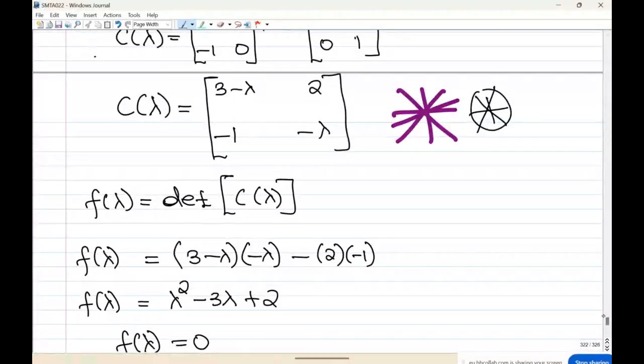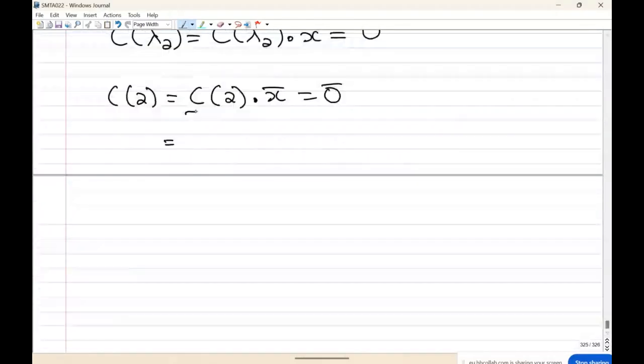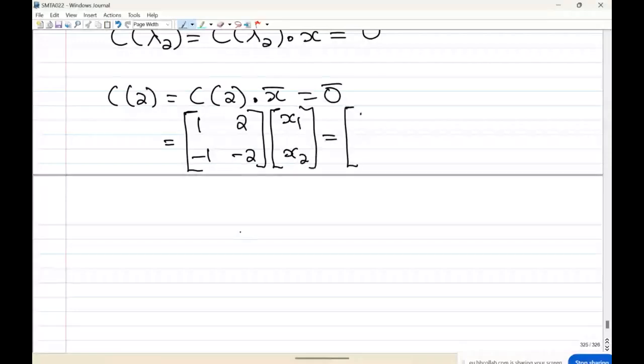Are you there? Colleagues, where are you? Yes. Here your answer will be 1, 2, -1, and -2. Your variable, you said you are comfortable with x1 and x2. Then don't forget you have this 0 and then this 0.